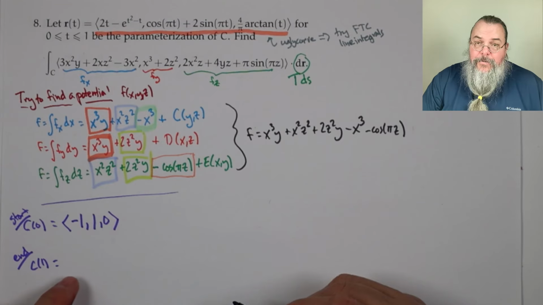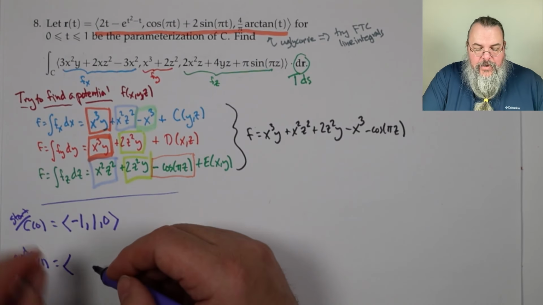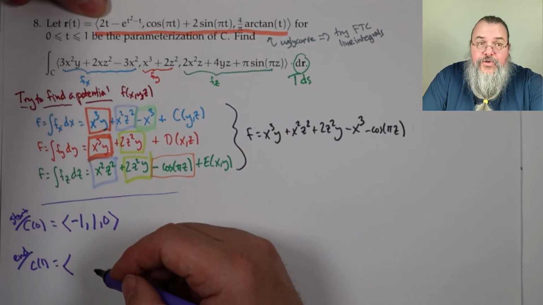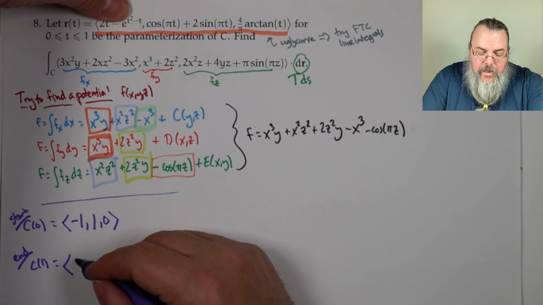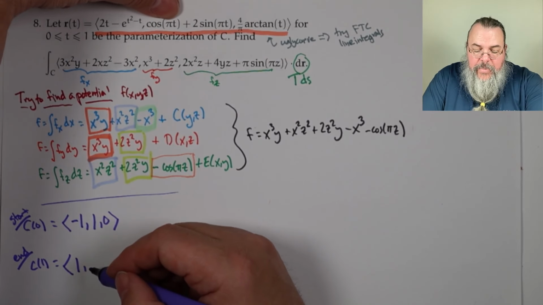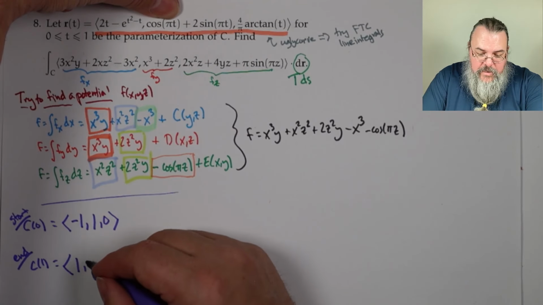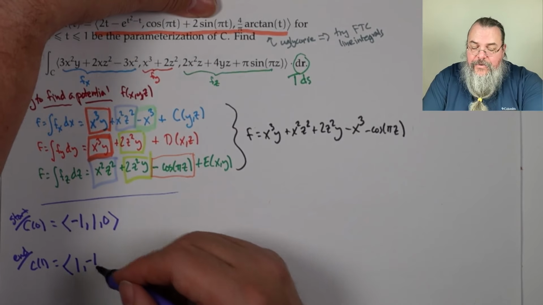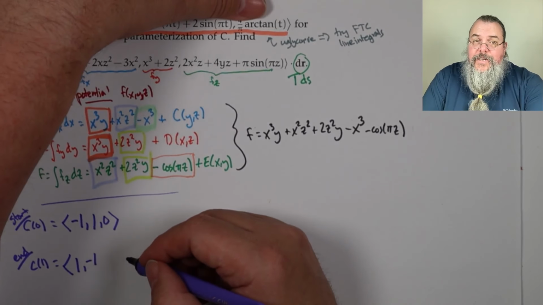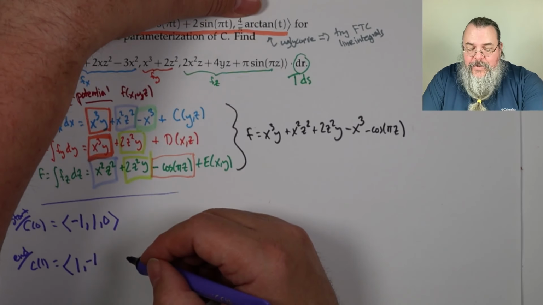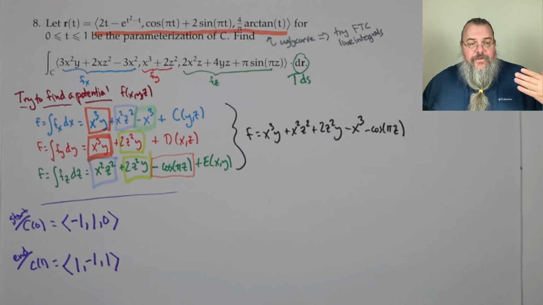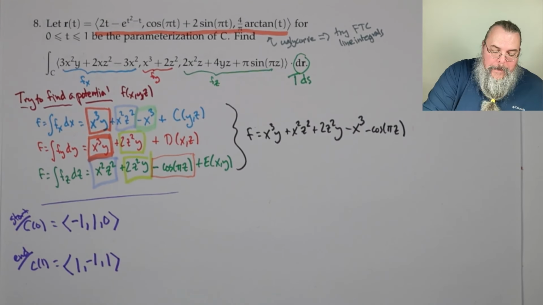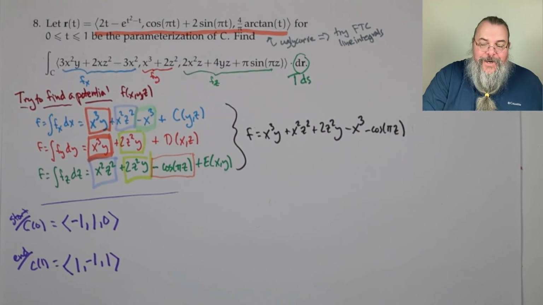Now, let's plug in 1. What happens? Well, here, we're going to get 2 times 1, which is 2. Then we're going to have e to the 1 minus 1. That's e to the 0, which is 1. 2 minus 1 plus 1. Cosine of pi is minus 1. But sine of pi is 0, so that goes away. Arctangent of 1, that's pi over 4. Pi over 4 times 4 over pi is 1. So we start at minus 1, 1, 0. We end at 1, minus 1, 1.